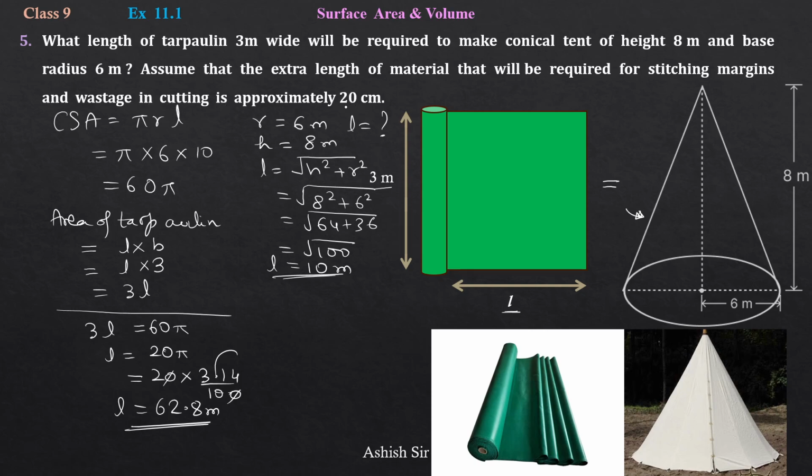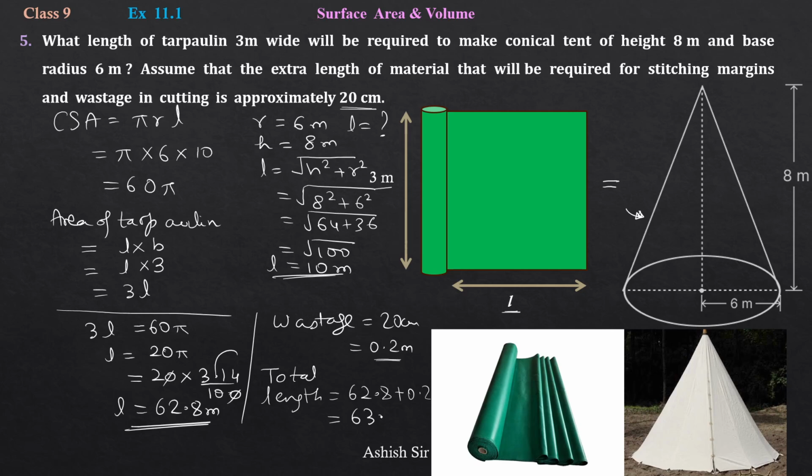Now here they have given, assume that extra length of material that will be required for stitching the margins and wastage is 20 centimeter. So wastage we can count 20 centimeter as 0.2 meters. So this much of wastage in length we can add to find the total length. So total length will be 62.8 plus 0.2, that will be 63 meters. So 63 meters of tarpaulin we require to make the conical tent.